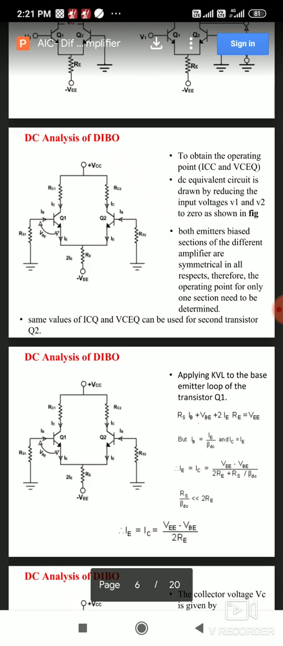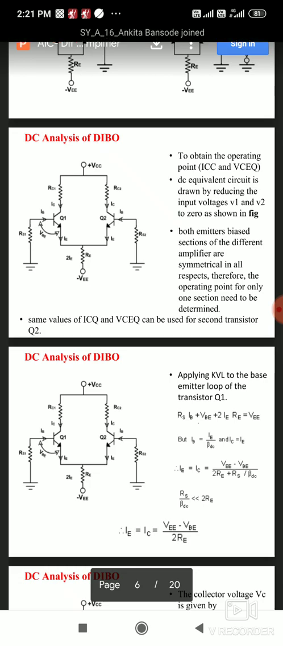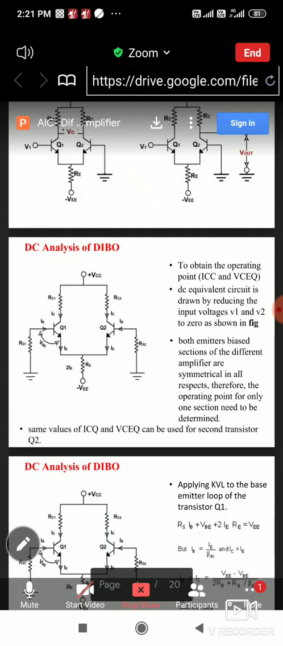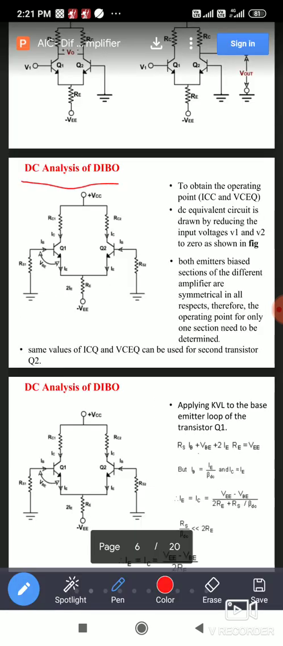Now for understanding the DC analysis, we have to convert the original circuit of DIBO into a DC equivalent circuit. That is shown in this diagram. Please observe this diagram. This is called the DC equivalent circuit of DIBO.